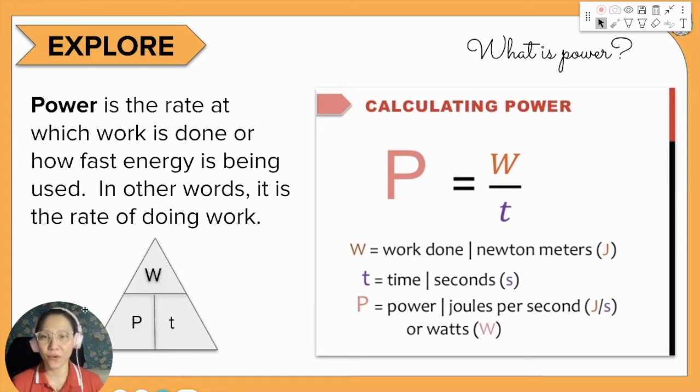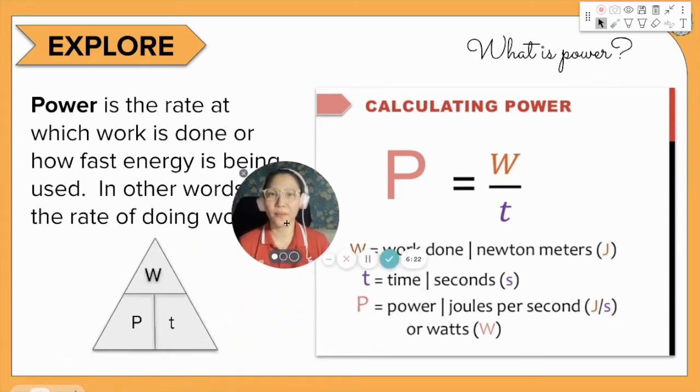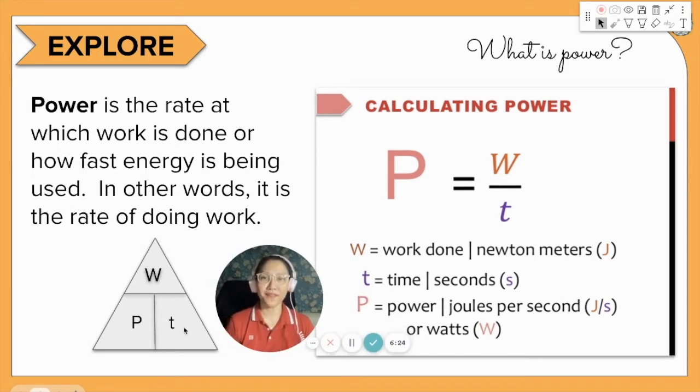All right, and of course, we also have the formula for power, as indicated in our favorite, the pyramid. If we are looking for other quantities aside from power using the power formula, this pyramid would be extra useful. So again, if we are looking for power, that's just work divided by time.